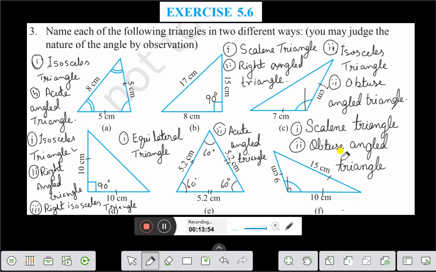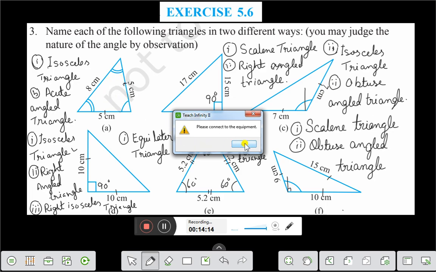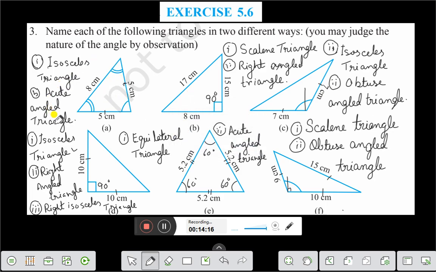Right? Once again, we are repeating. Here you see, name each of the following triangles in two different ways. In two different ways means naming of triangles according to side and naming of triangles according to angle, right? Number one is, here you see that both the sides are same, therefore it is known as isosceles triangle, and all the angles are less than 90 degree, therefore it is known as acute angled triangle.